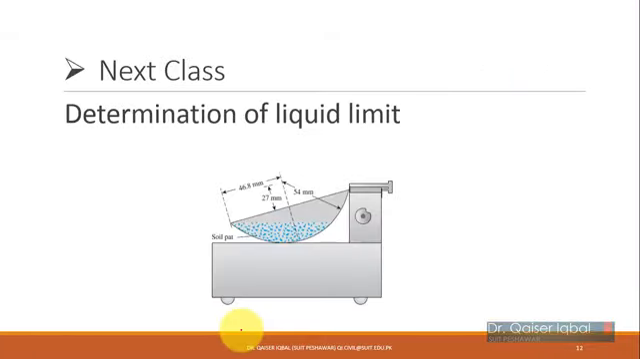In the next class we will be discussing determination of liquid and plastic limit, and then shrinkage limit. The device for determination is available in the laboratory, and you will be doing some experiments later on in the laboratory as well using this equipment, and you will determine the liquid limit, the plastic limit, and shrinkage limit for a given soil. So hopefully it was a fruitful discussion today.